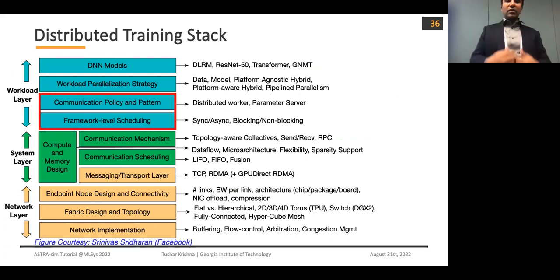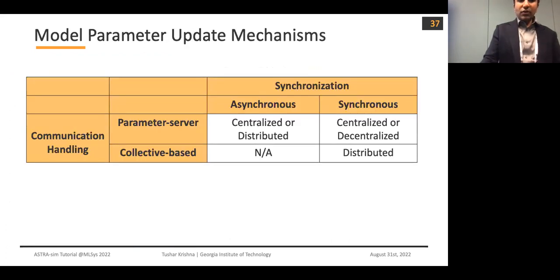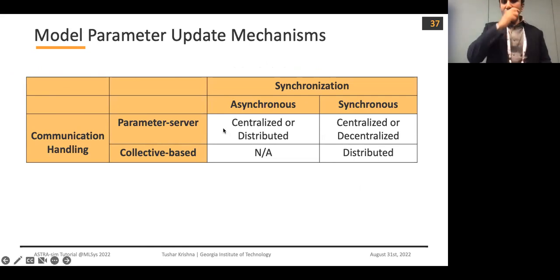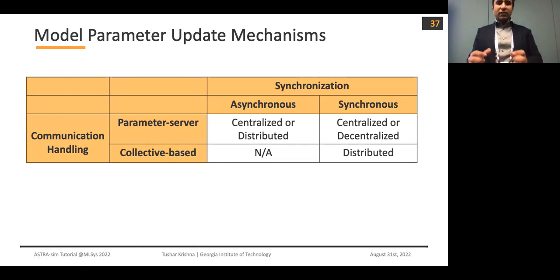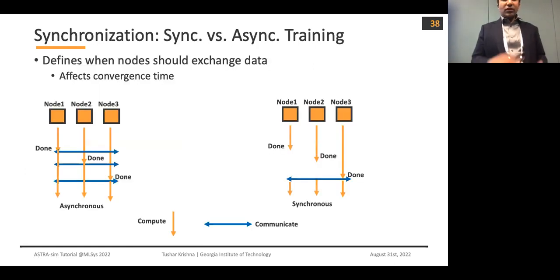So moving down the stack, we look at the actual communication policy. Here, there can be different strategies. We've tried to classify them based on the synchronization approach and the communication handling. So you could do either what's known as synchronous training or asynchronous training, and within each, you could either rely on a central parameter server or be fully distributed using collectives. Synchronization essentially defines when nodes should exchange data, and this affects convergence time, right?